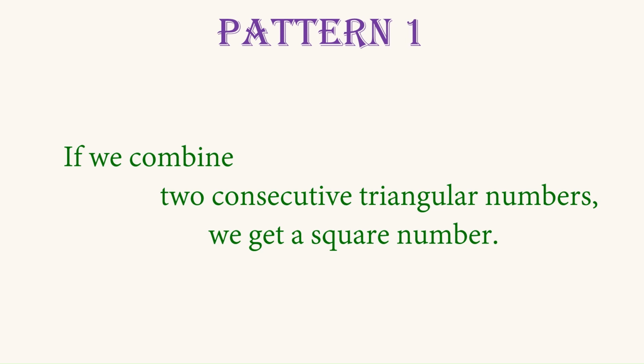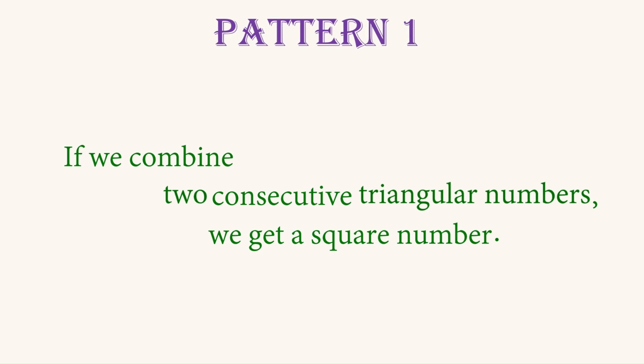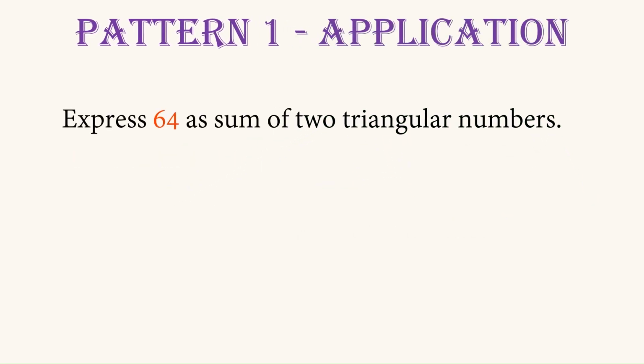How to apply this concept? When we have any perfect square and that has to be written as sum of two triangular numbers, we can use this. Here we have 64. 64 is a perfect square. Square number means when we can write a number as a product of two numbers wherein both the numbers are same. So 64 is nothing but 8 into 8 or 8 square. So this 8 square should be represented as sum of two consecutive triangular numbers.